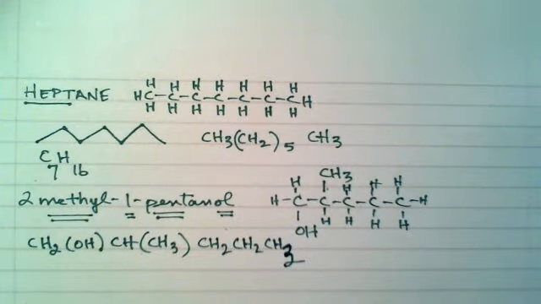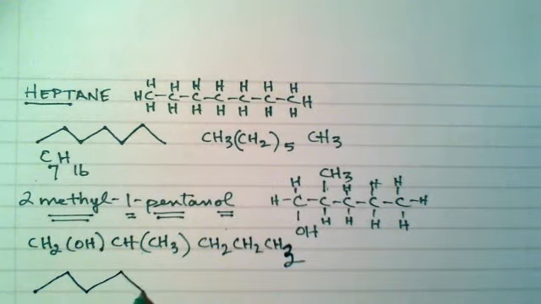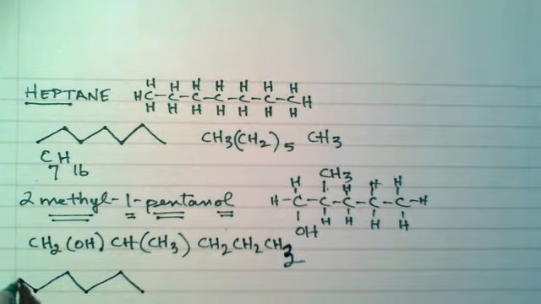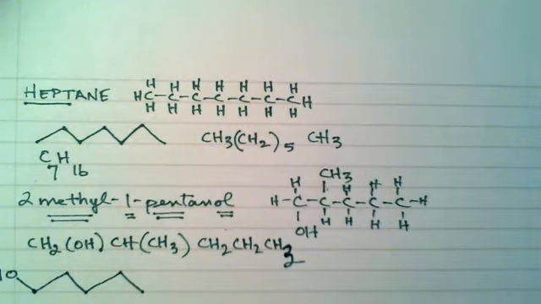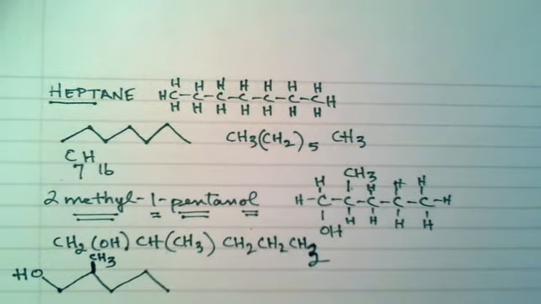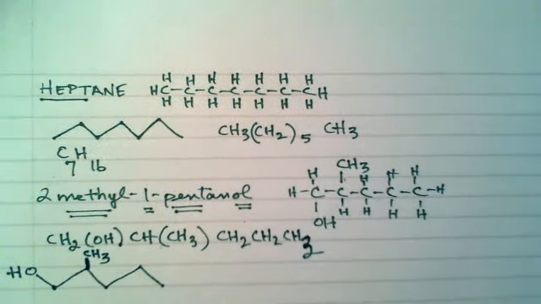That's my condensed structural, and my line angle is 1, 2, 3, 4, 5. With on carbon number 1, I have an OH group, so I'm just going to stick it out here. And on carbon number 2, I have a methyl group. And then we'll stick it on here, just like that. There you go. I'm going to skip over the molecular formula because that's just adding up your atoms.